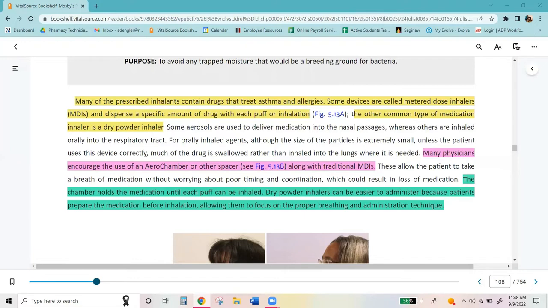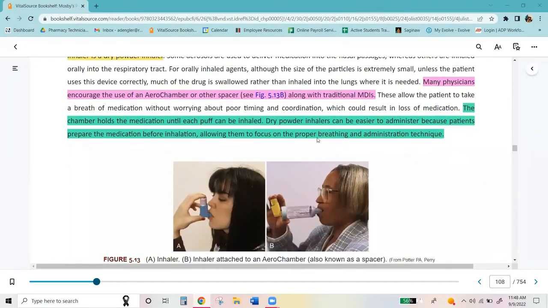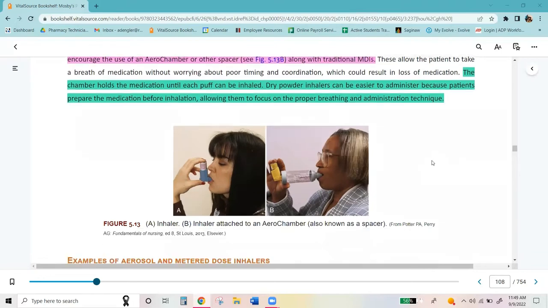Many physicians encourage the use of an aero chamber or other spacer because if the patient does not use the device correctly, much of the drug is swallowed rather than inhaled where it's needed. These allow the patient to take a breath of medication without worrying about poor timing and coordination, which could result in loss of medication. The chamber holds the medication until each puff can be inhaled. Dry powder inhalers can be easier to administer because patients prepare the medication before inhalation, allowing them to focus on the proper breathing and administration technique.